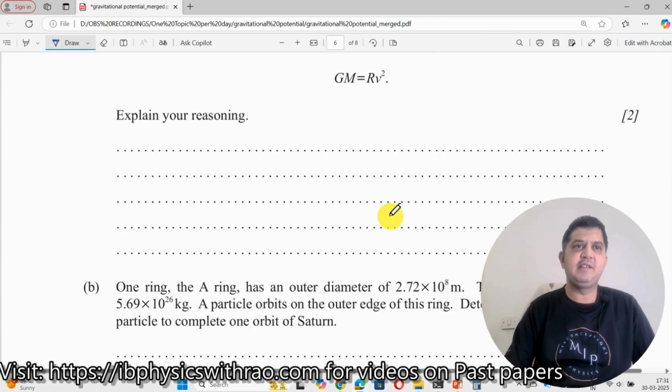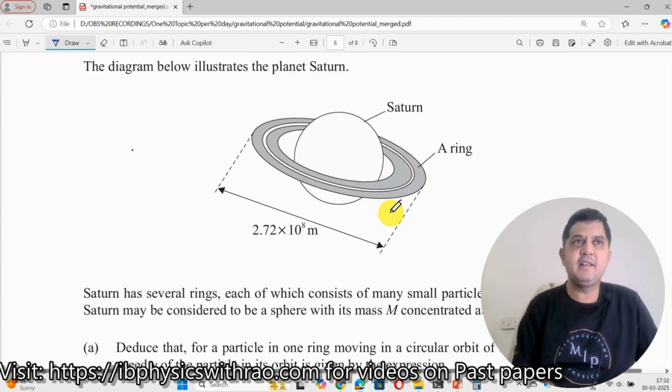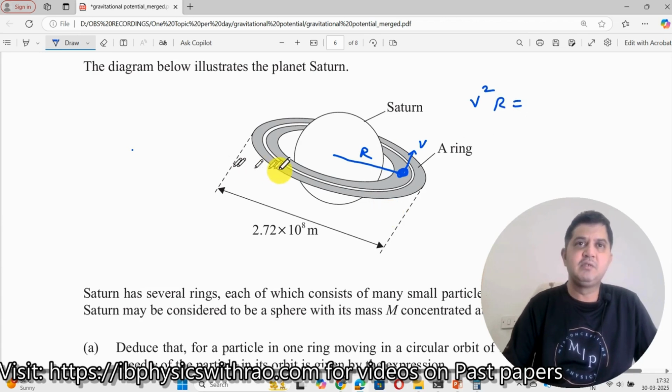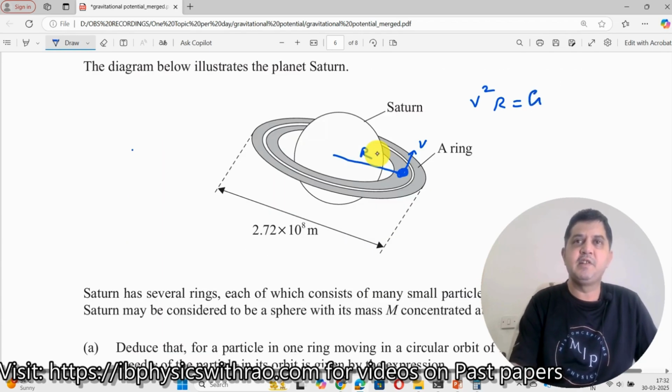What he is asking here is, let us consider I have a particle here of mass m, and with respect to the center here, this distance is r. He is asking you to find out or prove that if the velocity of this ring is v, then this v squared multiplied by this distance r should be equal to G into M. This is what he has asked.